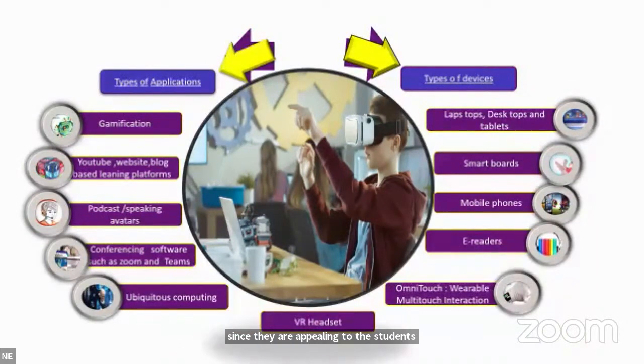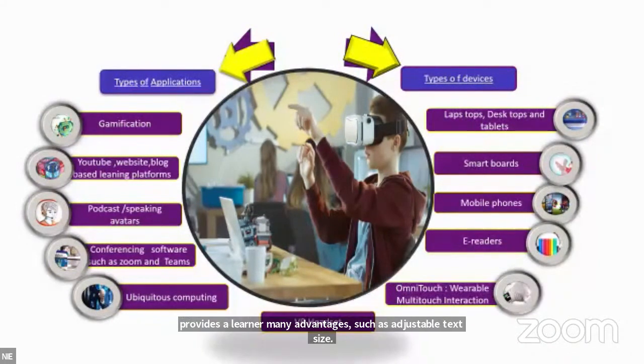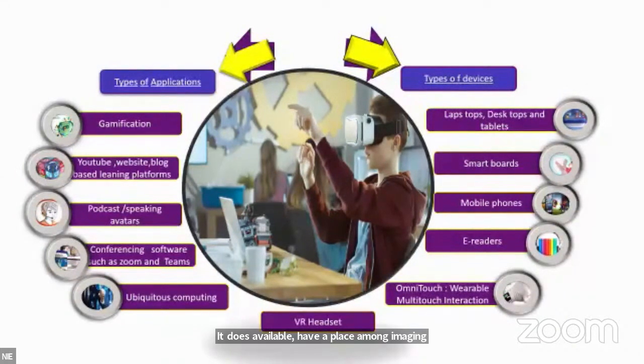E-readers can be used in English language learning. It provides the learner many advantages such as adjustable text size. Omnitouch wearables have a place among emerging technological tools. They can be utilized in numerous ways to teach English language. Apart from that, the VR headset or virtual reality headset creates a real world around us. This device provides many possibilities to learn English language in an innovative and enjoyable way.